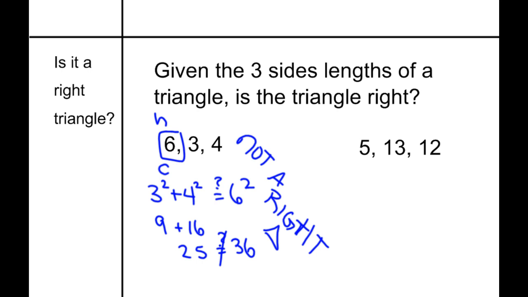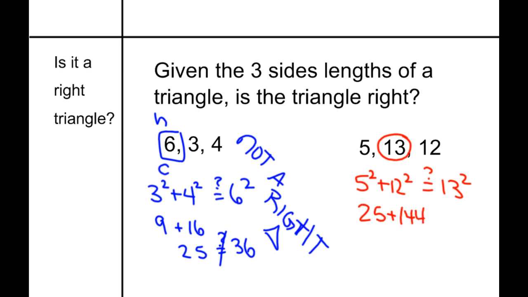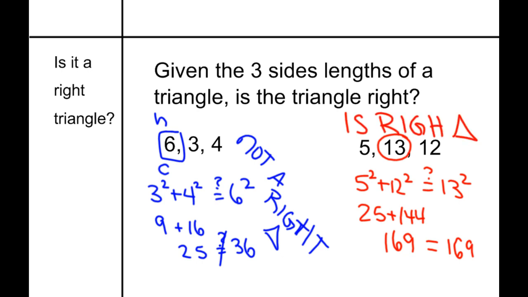All right, let's try the next one. So we know that 13 has to be our biggest side, so 5 squared plus 12 squared. Does that equal 13 squared? Well, 5 squared is 25, plus 12 squared is 144. This is 169. 13 squared is also 169. Those are equal, so this is a right triangle. Again, forgot how to spell right.